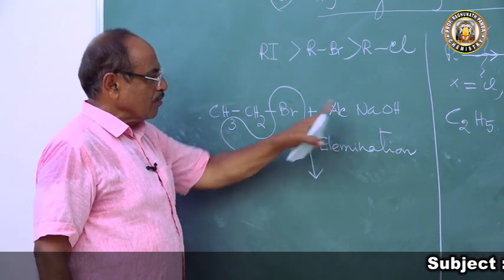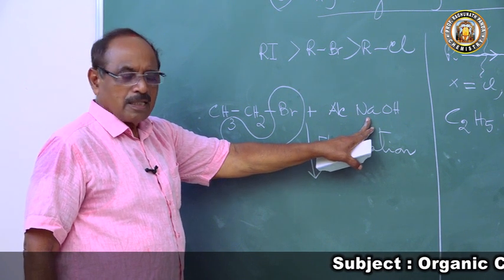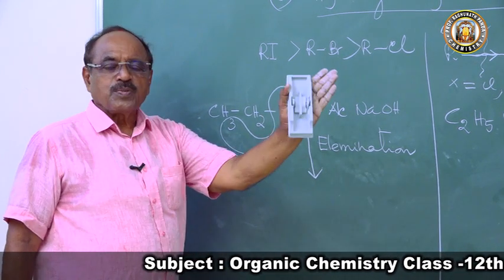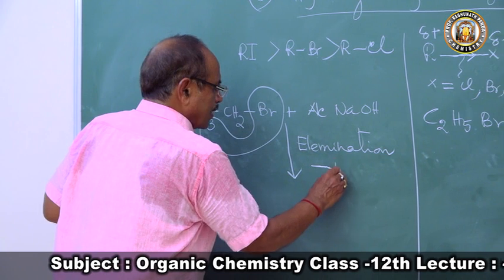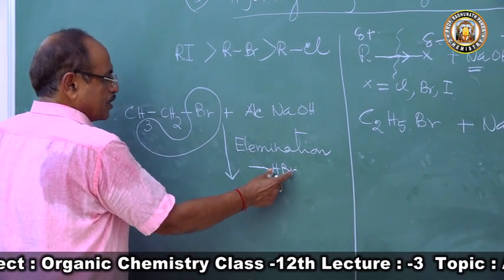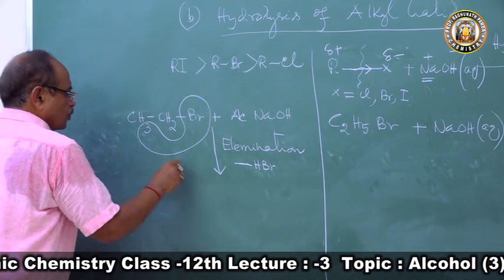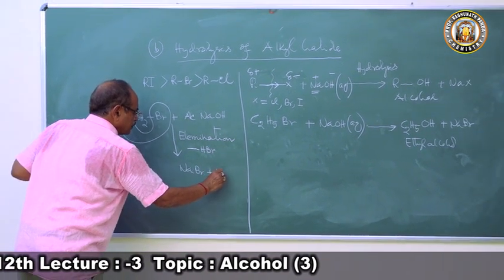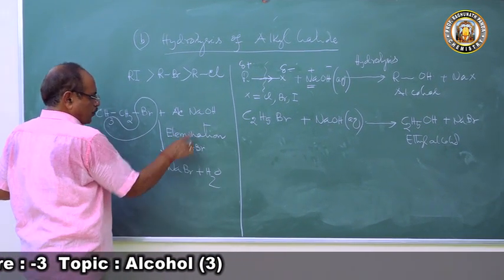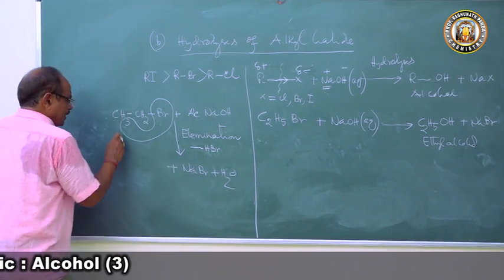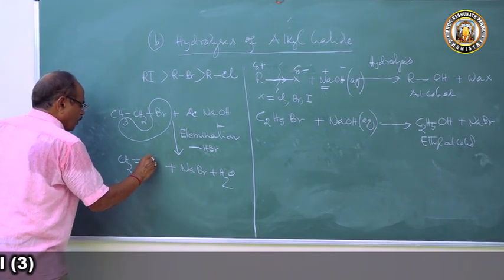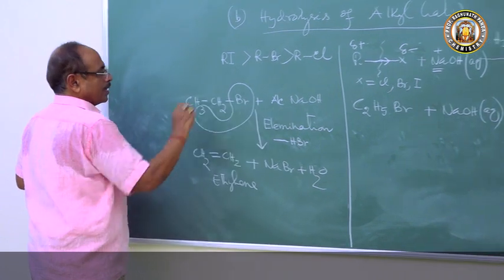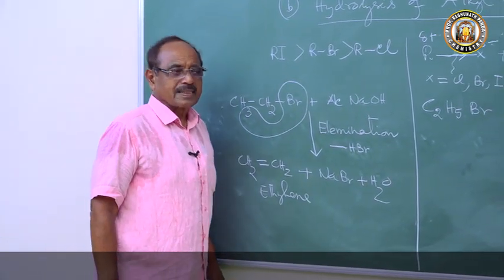This HBr will react with whom? With sodium hydroxide. The hydrogen from this place and bromine come out as an HBr molecule. So by this reaction, minus HBr takes place. This HBr reacts with sodium hydroxide to form sodium bromide and water. And what remained here? CH2 double bond CH2. We got ethylene. So this is one limitation of this method.